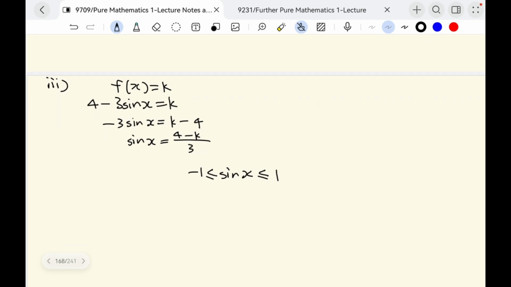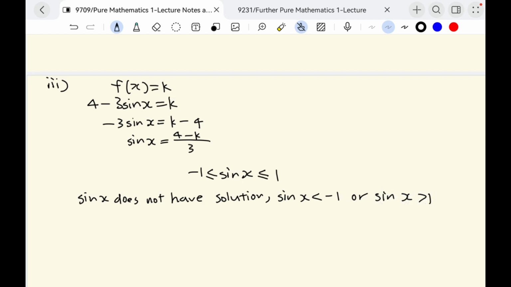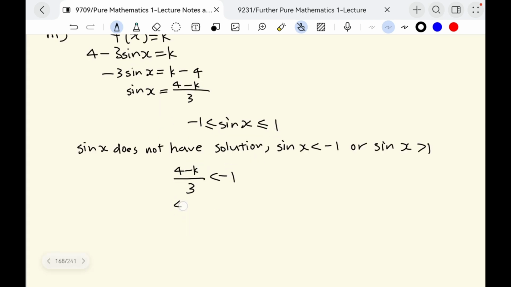So for sine x to have no solution, there are 2 possible sets of values. First, sine x must be less than negative 1, or sine x must be greater than 1. So equate sine x to 4 minus k over 3, which is less than negative 1, and then solve both inequalities.